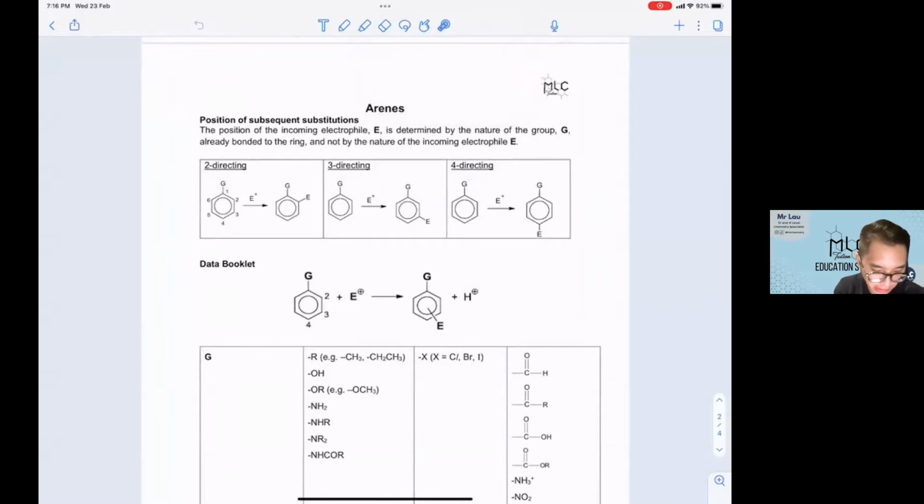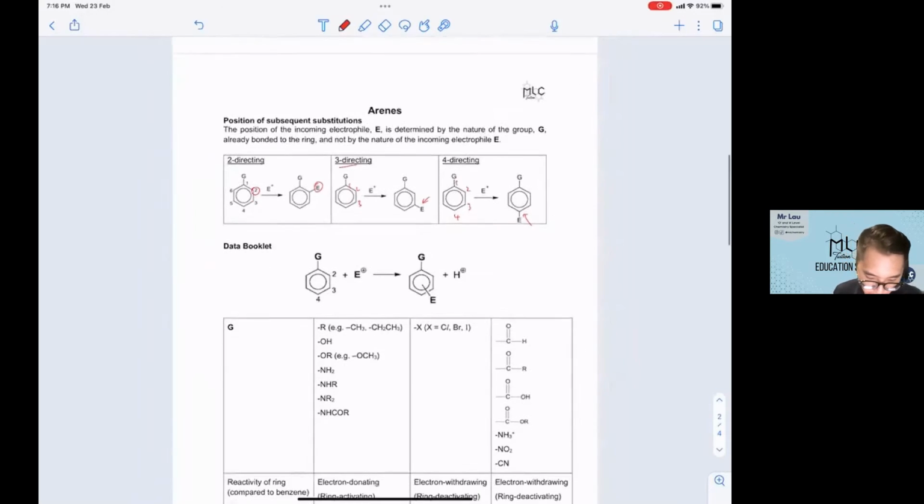He will tell you, oh, okay, you can sit on the second position. So over here, okay, the second position is over here. So that is where the next electrophile will come in. If it's a 3 directing group, it will usher him to the third position over here. So that's why the electrophile will enter over here. If it's a 4 directing group, it will direct them to the fourth position here.